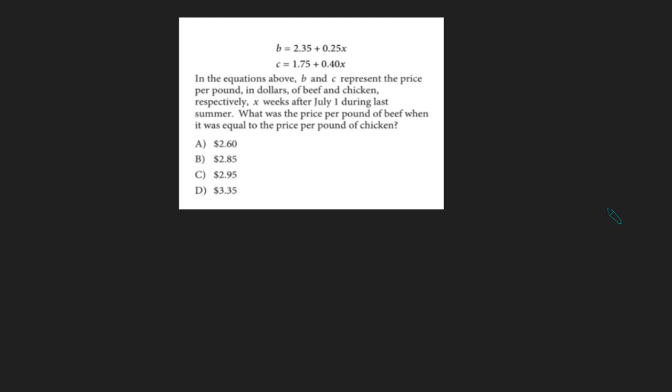In the equations above, B and C represent the price per pound in dollars of beef and chicken, respectively, x weeks after July 1st during the last summer. What was the price per pound of beef when it was equal to the price per pound of chicken? Well, we just need to set B and C to be equal to each other. So B equals C, and we have an expression for both B and C.